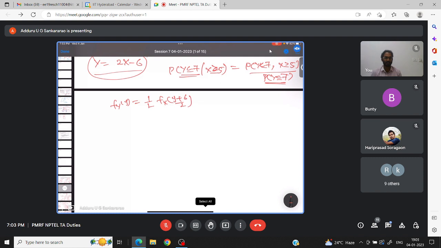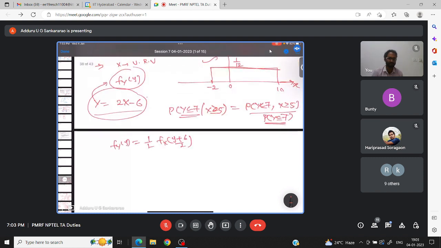In signals you have seen scaling and shifting. Hope you have seen scaling and shifting. So the same thing you can do. First you scale it with 1 by 2, then shift it. Anyway you can do. And overall it is multiplied by 1 by 2. So what do you get?